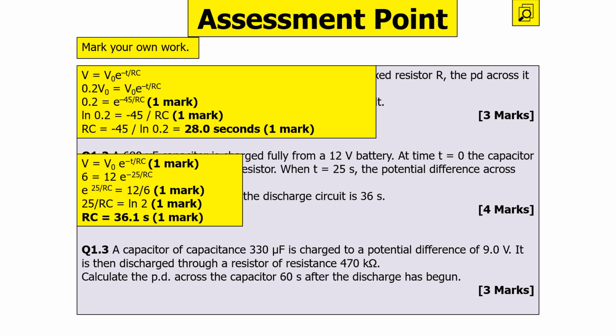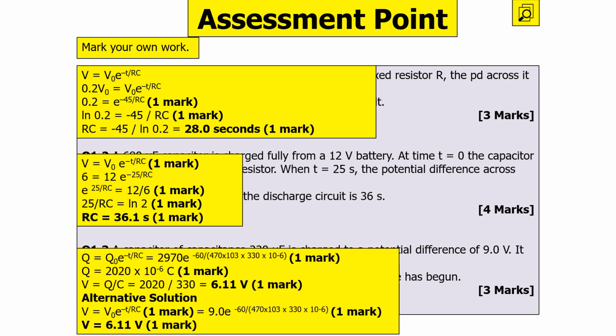And then in this next one, what I would do for this one is V equals V0 e to the minus t over RC again, because we've got our potential difference at the start, which we know to be 9. We can pop in all the values and work it through, converting kilo and micro into those actual values, and we get our answer to be 6.11 V.